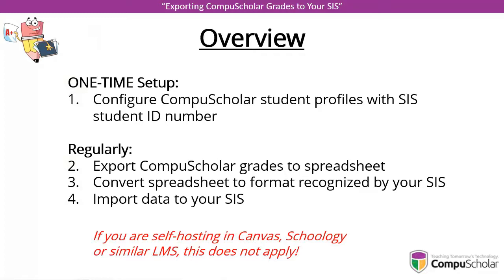Big picture, the steps involved include a one-time setup step, where we get your student information system student ID numbers into your CompuScholar student profiles. Once you complete that one-time setup, you can then, on any regular basis, like weekly or monthly, export your CompuScholar grades to a spreadsheet, and that spreadsheet will contain those student information system numbers that you entered into the student profiles. From there, you can manipulate that spreadsheet and import it into your student information system.